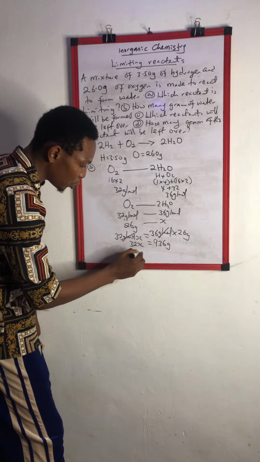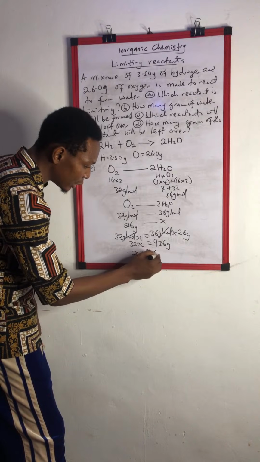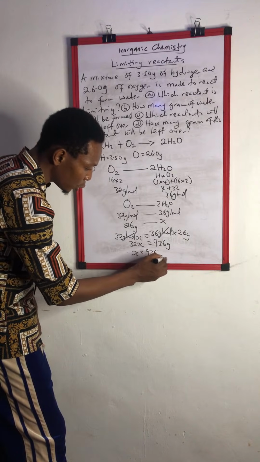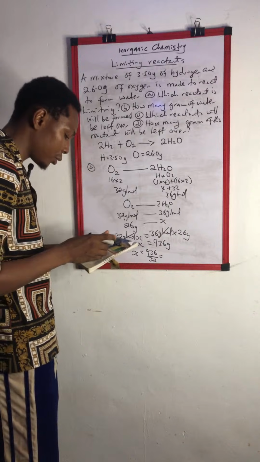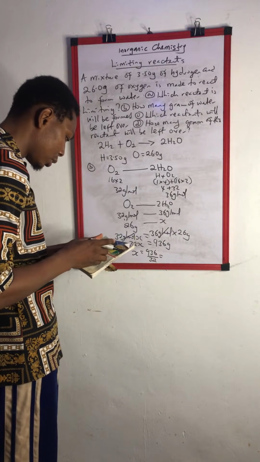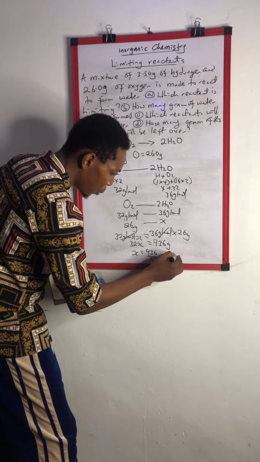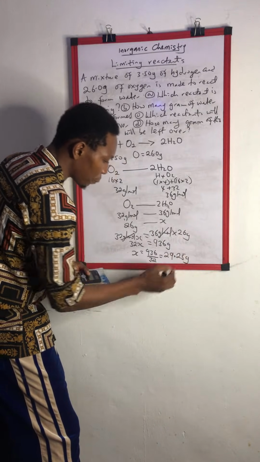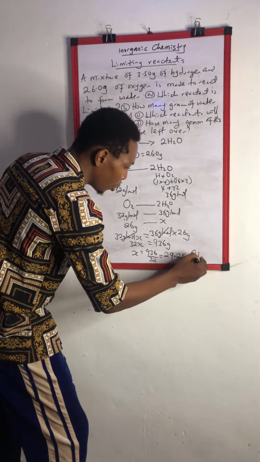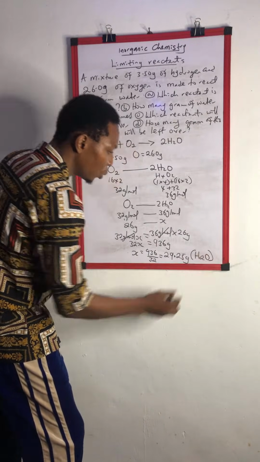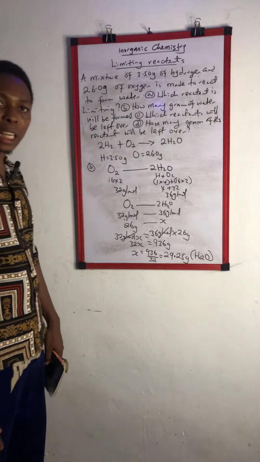So our X will be equal to 96 divided by 32. So what are we going to have? We have 29.25 grams. So this is the mass for what? For water, H2O. So that is for that.